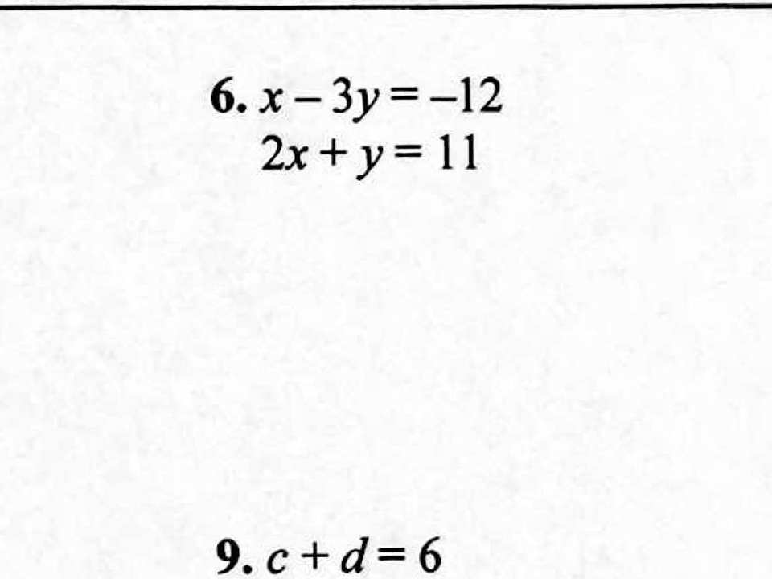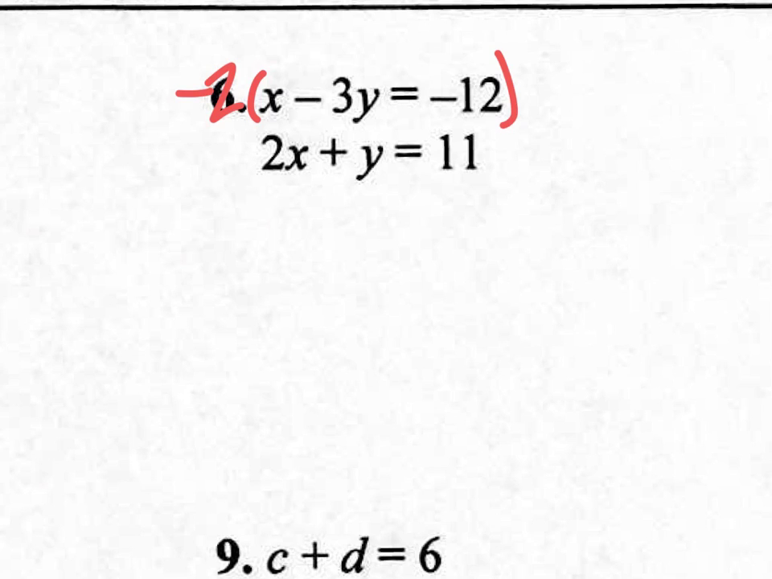Now we need to think, the only way that this term up here is going to cancel out with this term down here is if they're exact opposites, right? Exact opposites. So could I change this one to look like the opposite of positive 2x? Yeah, by doing what? By multiplying by negative 2. Does that make sense?